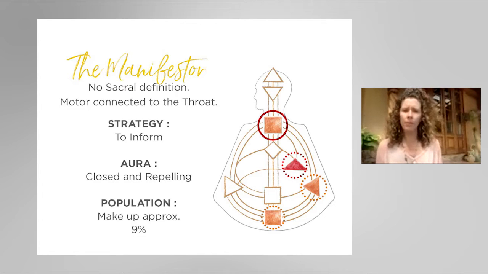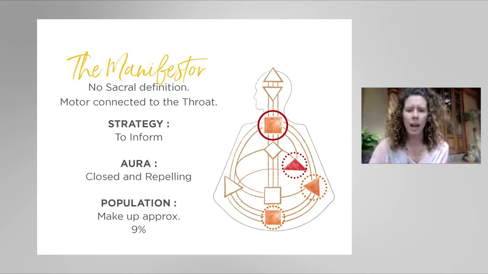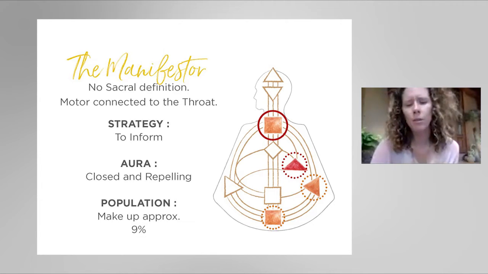The second thing that makes a manifestor is that they have a connection between one of the 3 remaining motor centers, the root, the solar plexus, and the will, and the throat center. So they'll have one channel defined that goes to the throat. It might be an indirect connection, for example, from the root up through the spleen to the throat. That would still be a manifestor with undefined sacral.